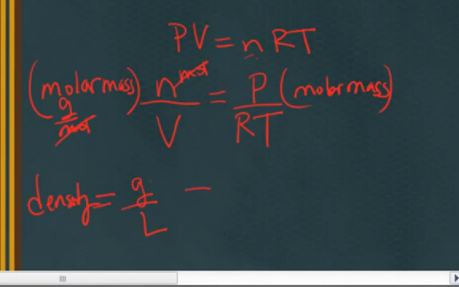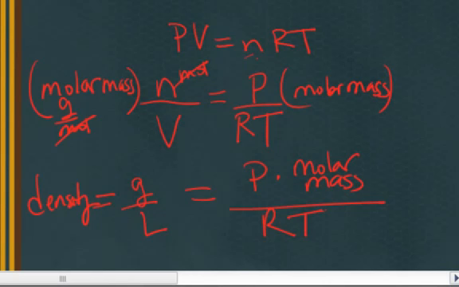So the density of the gas can be calculated if you know the pressure of the gas, the molar mass of the gas, the gas constant, and the temperature. So we've just derived an equation for calculating from pressure, temperature, and molar mass the density of a gas. Why don't you try that?